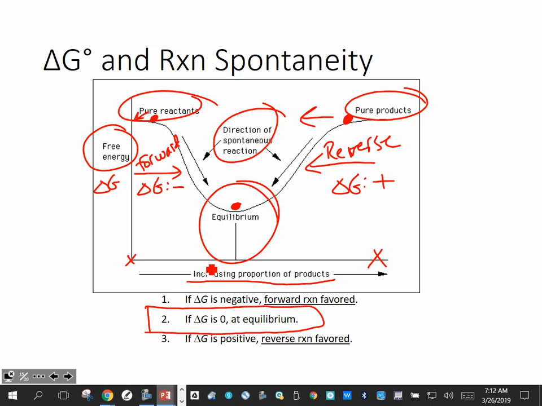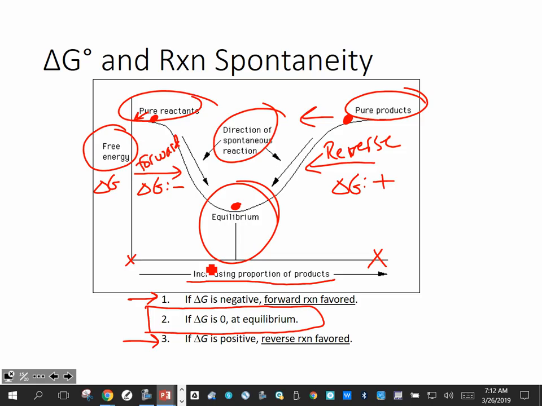There's no longer any push for the forward reaction to occur over the reverse reaction. So delta G being positive or negative is like saying which reaction has to occur in order to get to equilibrium. And when we're at equilibrium, the forward and reverse reactions are occurring at the exact same rate, so one is not occurring more than the other. If delta G is negative, the forward reaction is favored, we're not at equilibrium. If delta G is positive, the reverse reaction is favored.